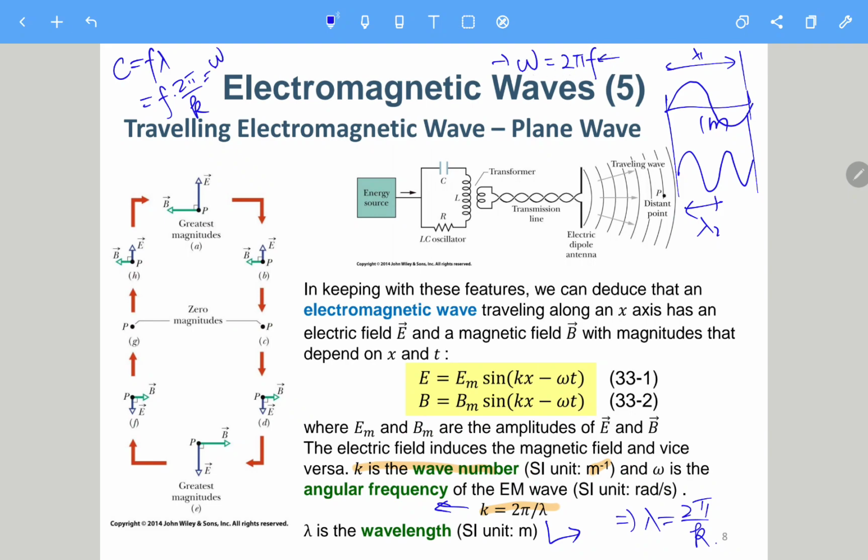So here we will have omega over k. So you can check here. This is omega, this is k. And then kx minus omega t for the sine function. Sine and cosine is fine. It's just a 90-degree phase shift between cosine and sine. Okay, so we briefly explained these variables for the EM wave.